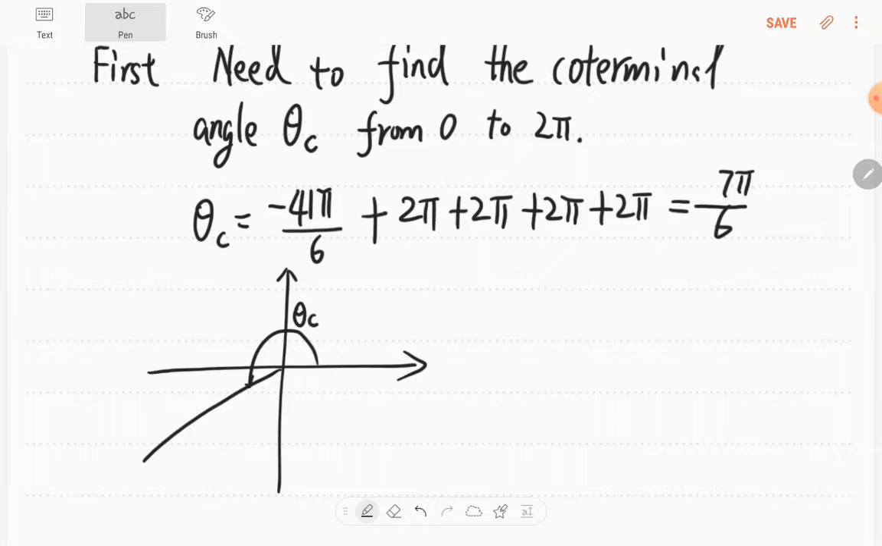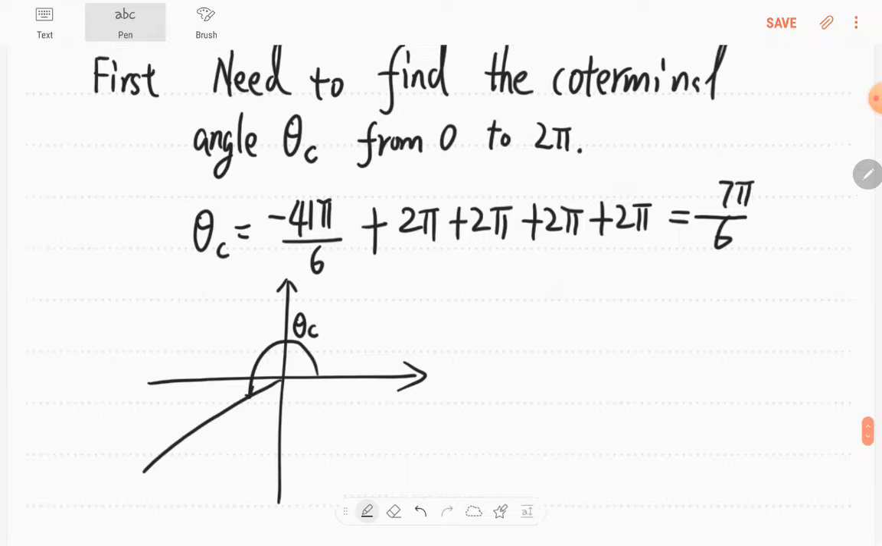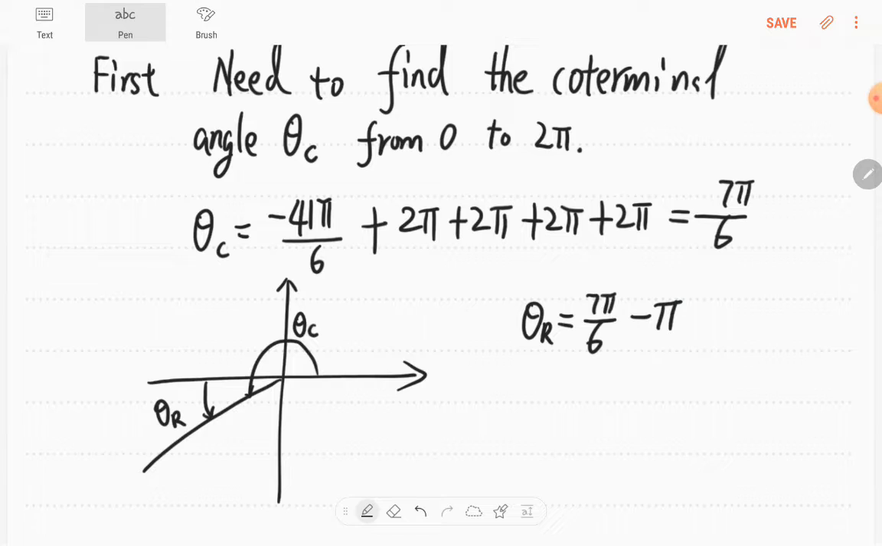And what is our reference angle? Reference angle is this one. This is our reference angle, right? So the reference angle is what? Which is theta c is 7 pi over 6, which is greater than pi, so it's minus pi, right? So this is the pi over 6, right?